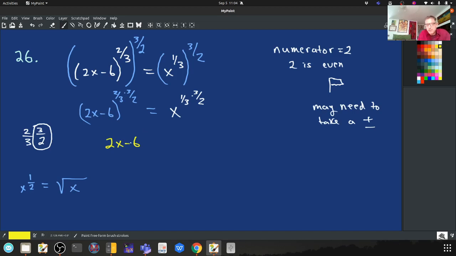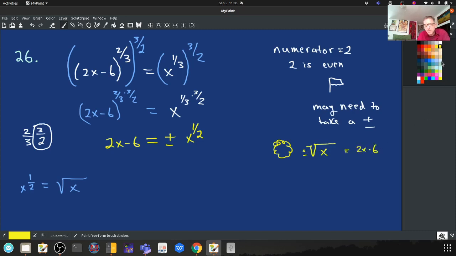You can keep the parentheses in there, but there's no need to, and it may mislead you to think that somehow they're corralled in there and you can't move the 6 to the other side or something. But what happens over here? I need to say this is plus or minus x. 1/3 to the 3/2 is x to the 1/2. But as it turns out, we're going to be okay. That means the square root of x, plus or minus, is equal to 2x minus 6.